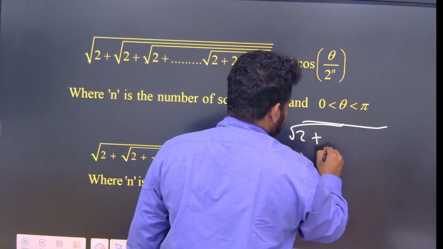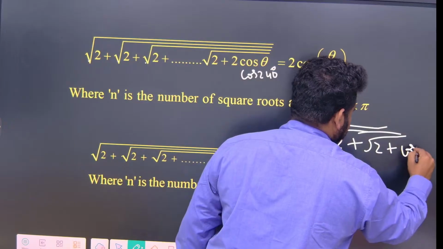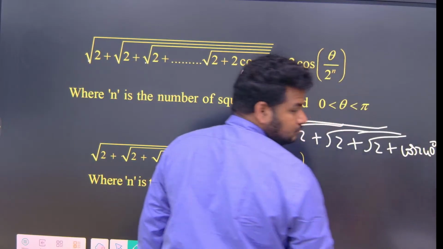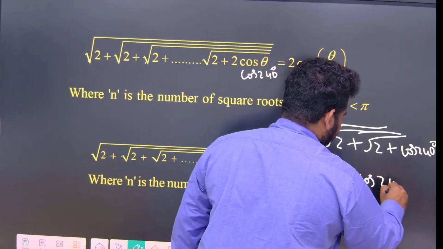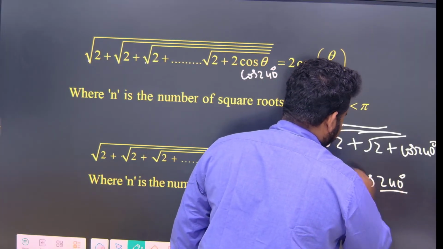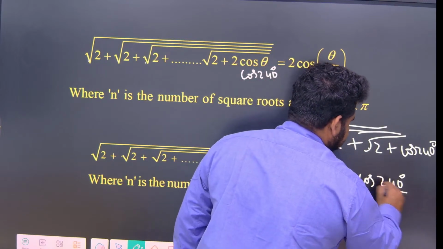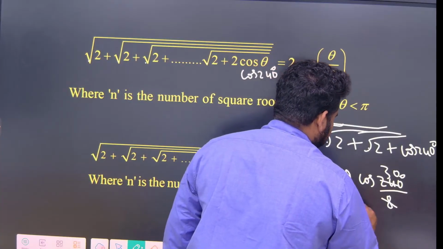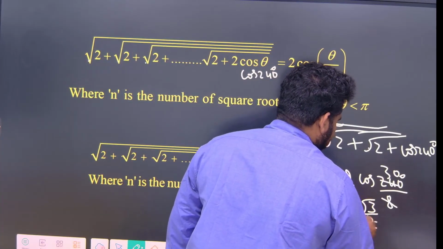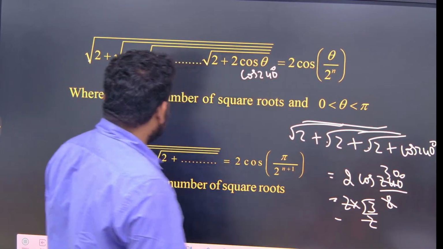root 2 plus root 2 plus root 2 plus cos 240 degree. Now tell me, 2 cos 240 degree by 2 to the power of 1, 2, 3, 8. Okay. So this will be what? 8 ones are 8, 30. So cos 30 is what? Root 3 by 2. 2 into root 3 by 2. The answer is what? Root 3. Understood? Okay. Now same thing.